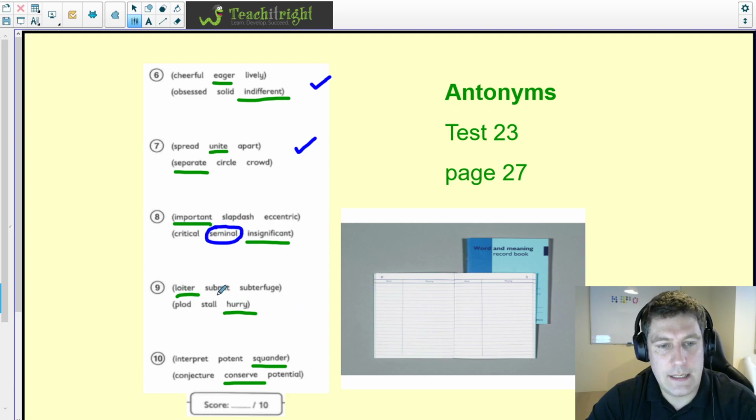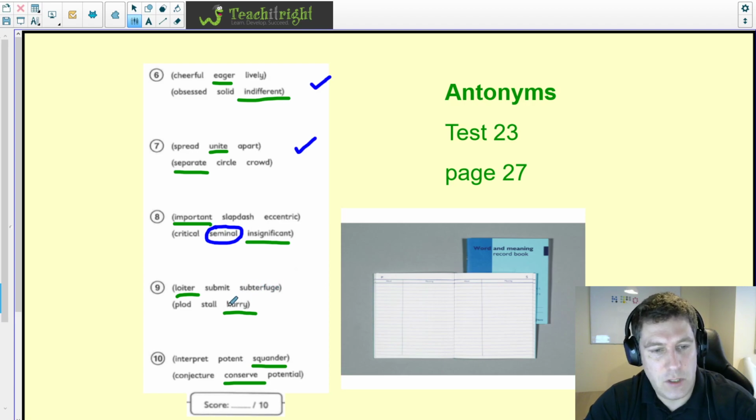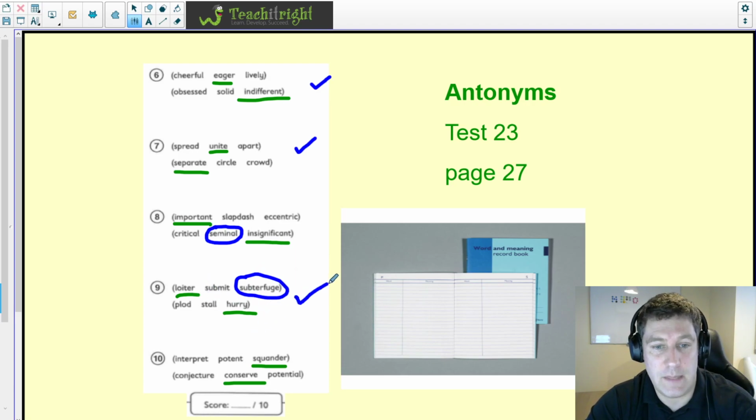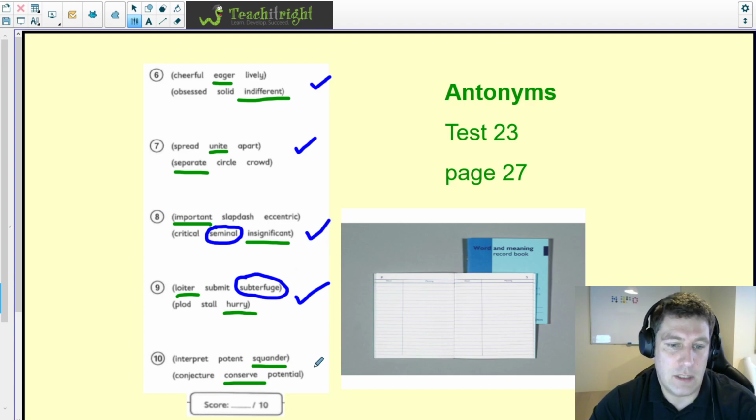Then we've got loiter, submit, subterfuge, plod, stall and hurry. Subterfuge is deceit. So again, this may be quite a good word to put in your word and meaning book, but it's not the answer. Loiter means when you do something slowly. Hurry is when you do something quickly. So again, if you got that right, well done.